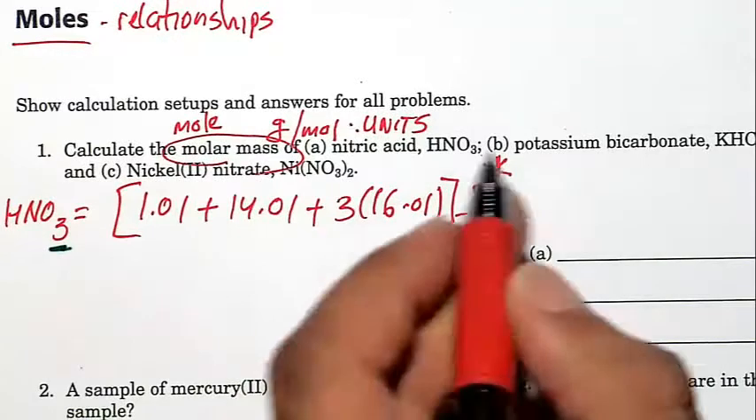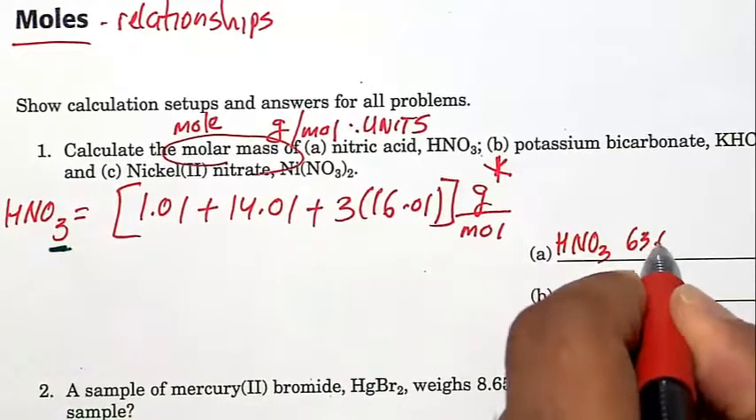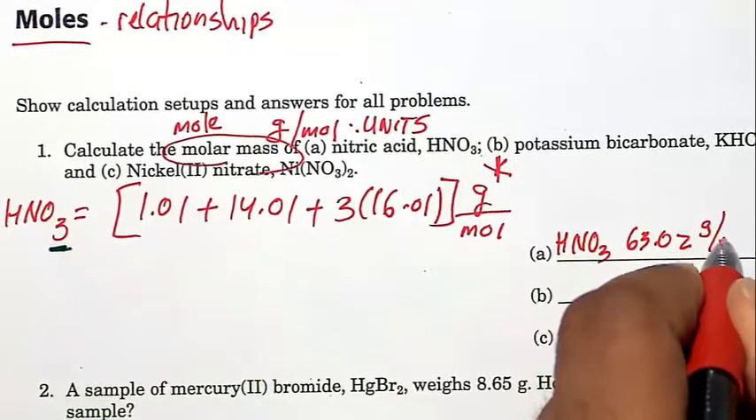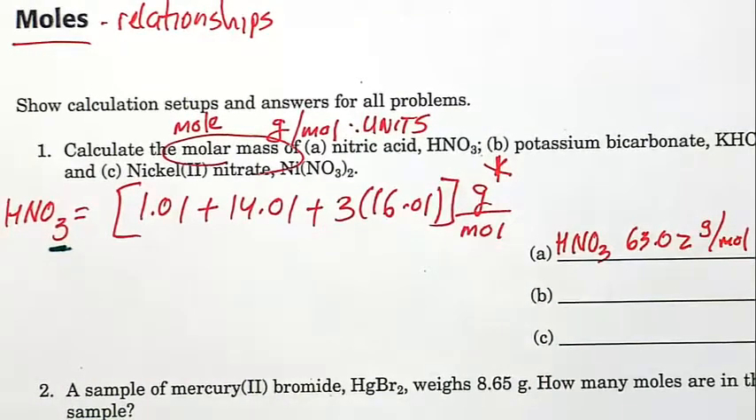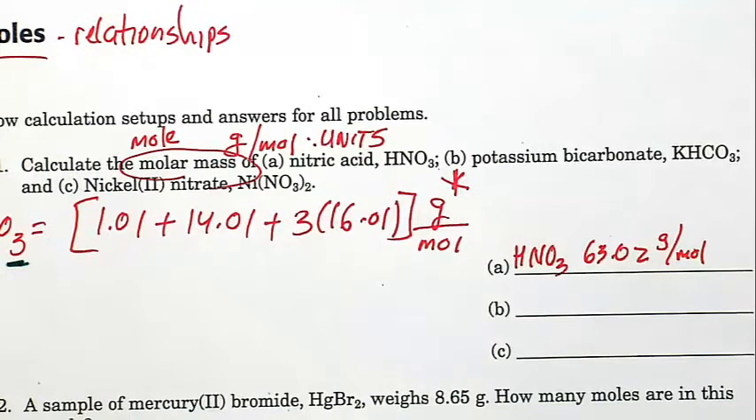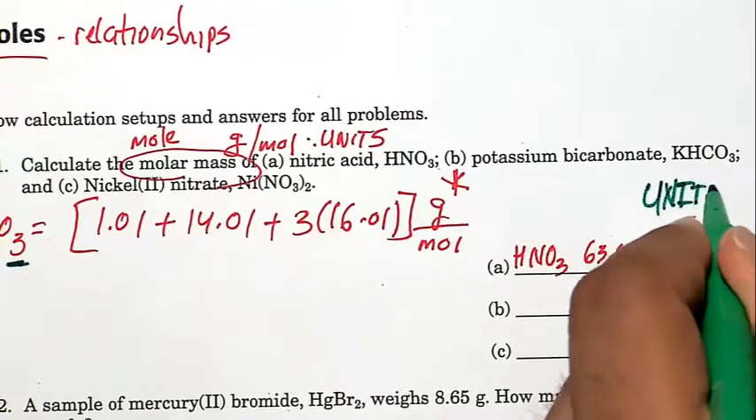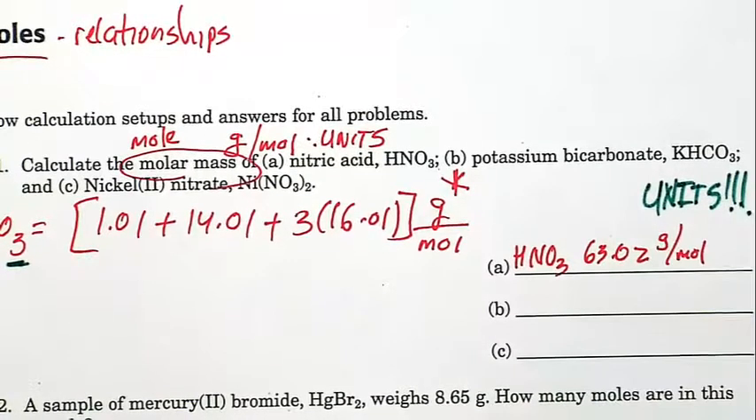So for HNO3, nitric acid, it's going to be 63.02 grams per mole, and units. That's all I can say here. For molar mass, the units are going to be in grams per mole.